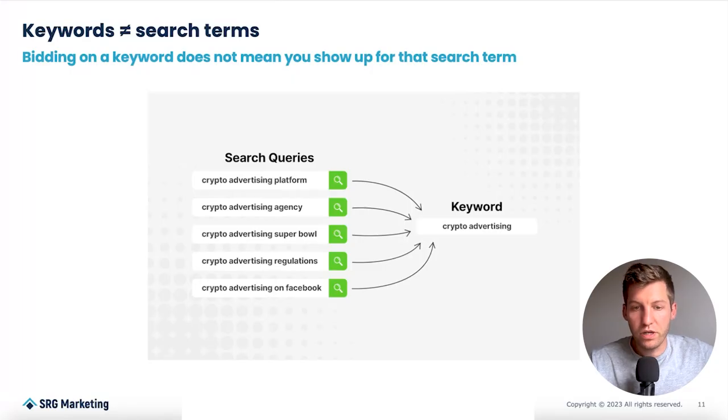So for example, here on the screen, you see the keyword someone's bidding on, crypto advertising. Well, depending on the match type, they could show up for all different types of search terms, right? People searching crypto advertising platform, crypto advertising Super Bowl, crypto advertising regulations. And these are completely different searches, right? So if you were a crypto advertising platform, you'd be showing up for all these other search terms that have nothing to do with what you're offering. And if I'm being honest, this example is simplistic and it's usually much worse when I go into Google Ads accounts.